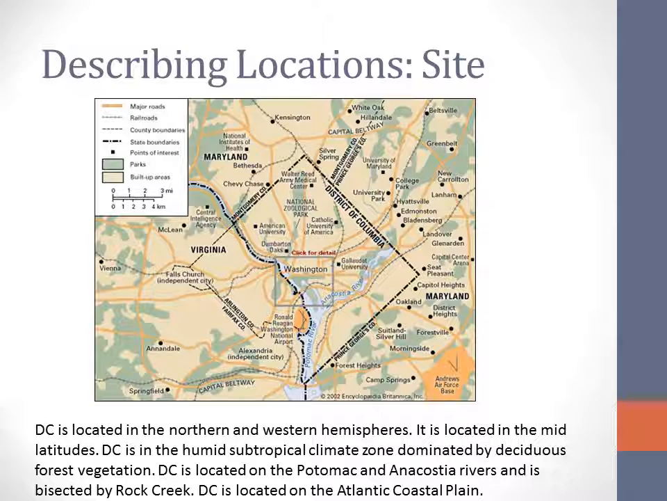D.C. is located in the northern and western hemispheres. It is located in the mid-latitudes. It is in the humid subtropical climate zone, dominated by deciduous forest vegetation. It's located on the Potomac and Anacostia rivers and is bisected by Rock Creek. D.C. is located on the Atlantic coastal plain.